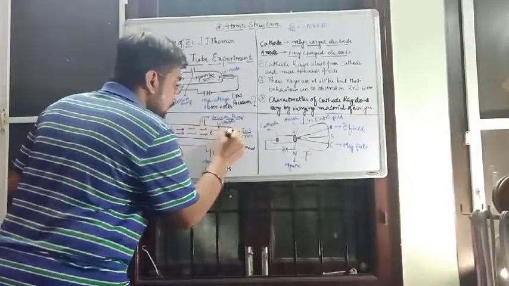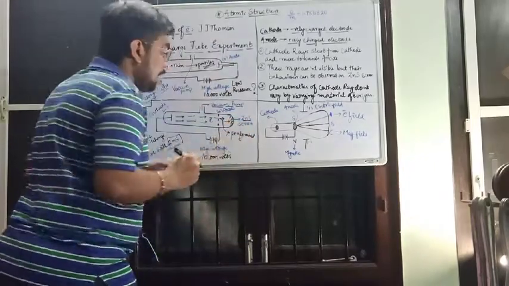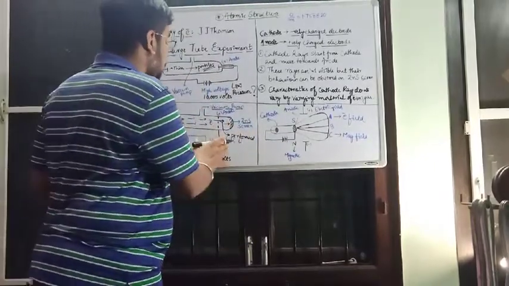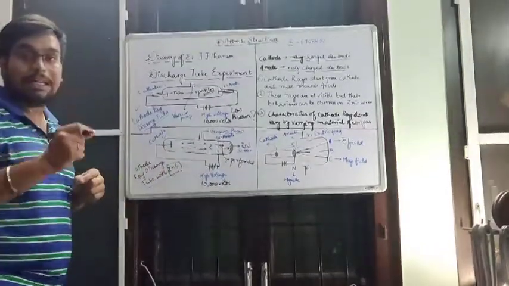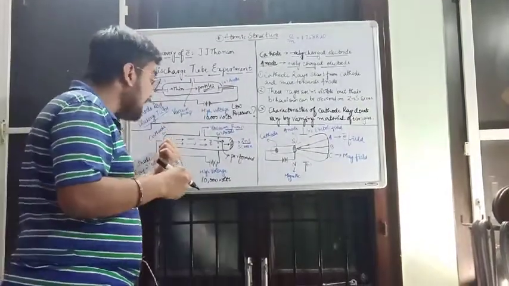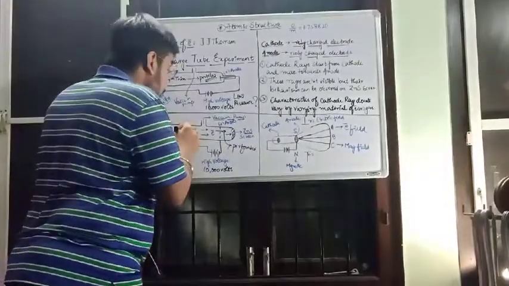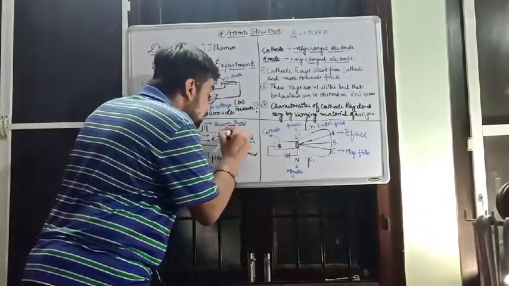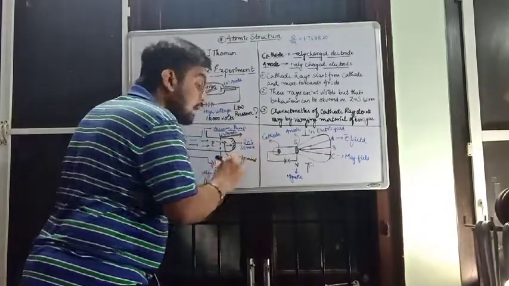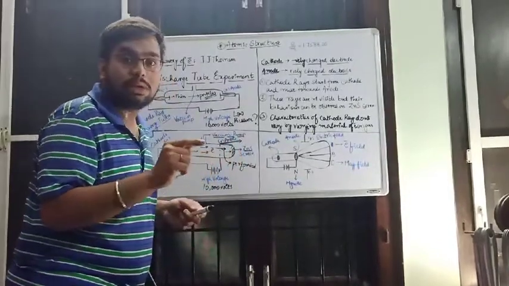See, this is the zinc sulfide screen, and from this we got to know that yes, there are some particles traveling from the cathode to the anode. That is, this signifies that particles are traveling towards positive charge. Yes, particles traveling towards positive charge.